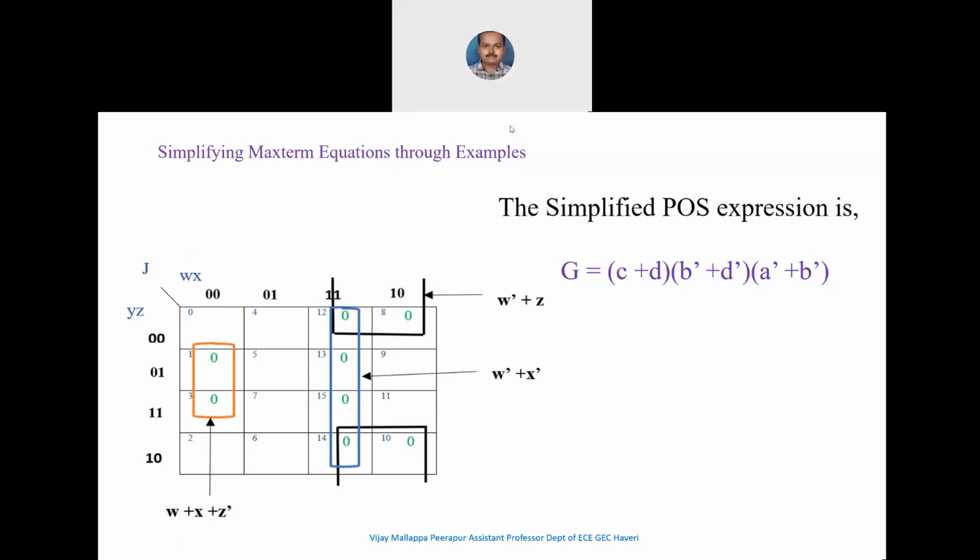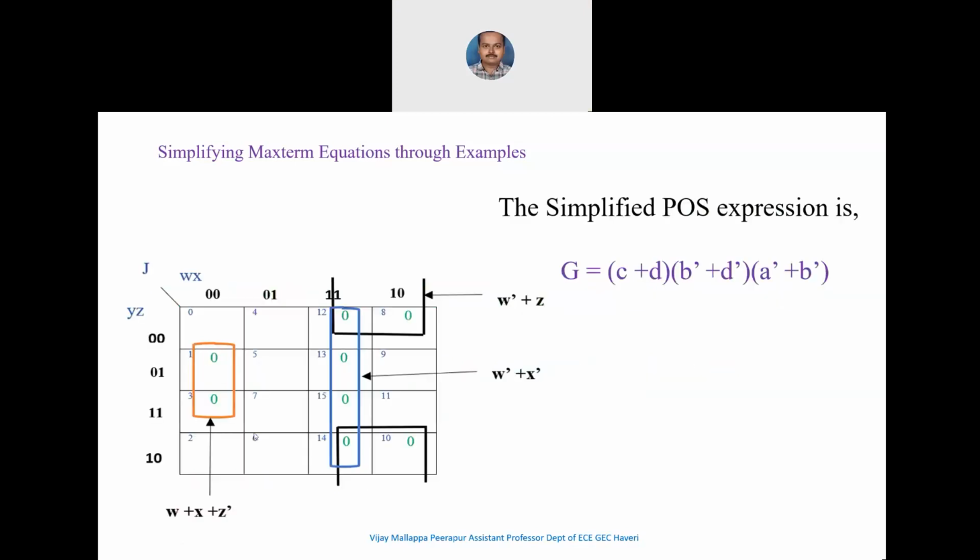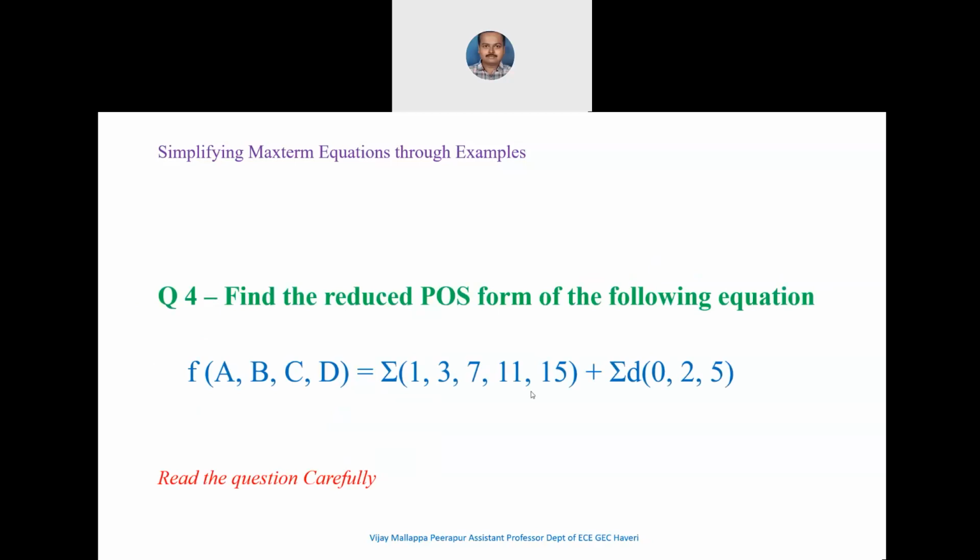We'll go to the next one. Any confusion? Everyone note down the simplified SOP expression: J is equal to W or X or Z bar, ANDed with W bar or Z, ANDed with W bar or X bar, right? Now simplify, look at the fourth problem.